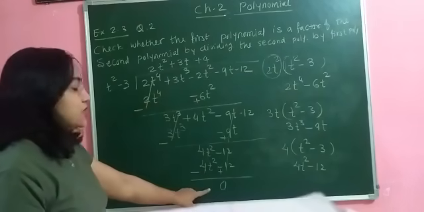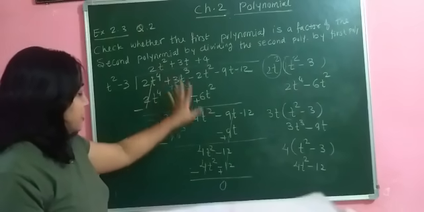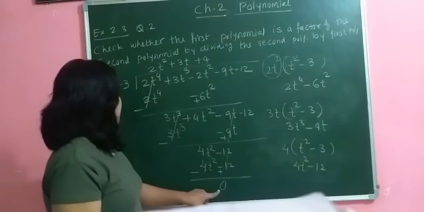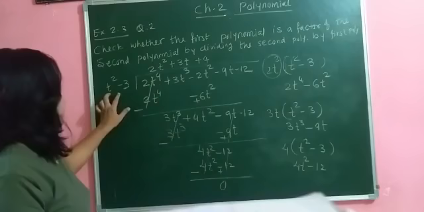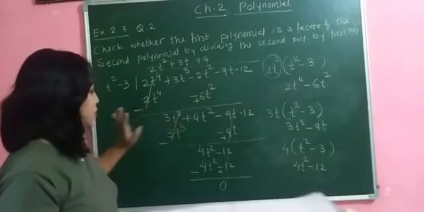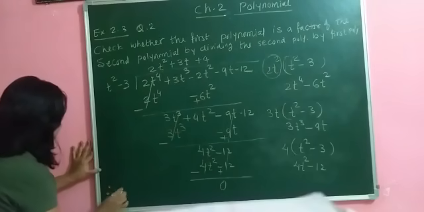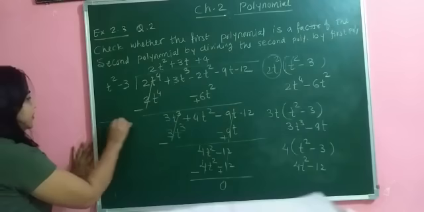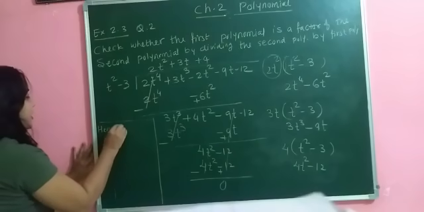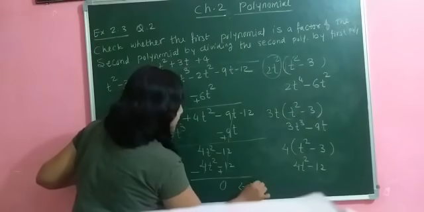If your remainder is not 0, then this is not a factor of this. Now here you can see, what is your remainder? Your remainder is 0. So we can say that t square minus 3 is a factor of this polynomial. So here write down, therefore, r of x is equal to 0. This is your r of x, remainder.